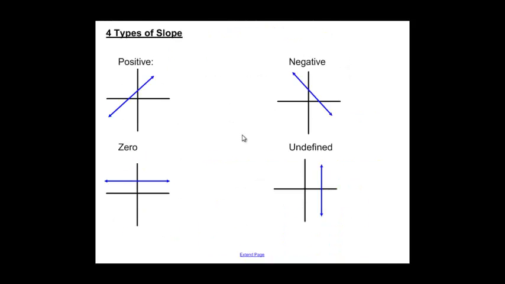So again, the different types of slopes that we should be familiar with is positive slope as it goes to the upper right, negative slope as it goes to the lower right. Zero slope, notice, is a horizontal line, and undefined slope is up and down, because notice you have vertical displacement, but you're dividing by 0.